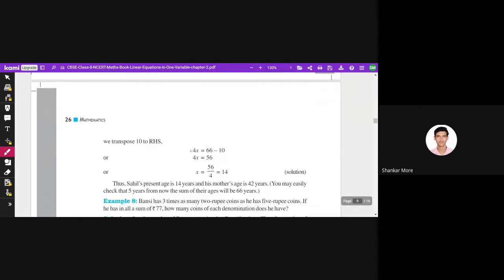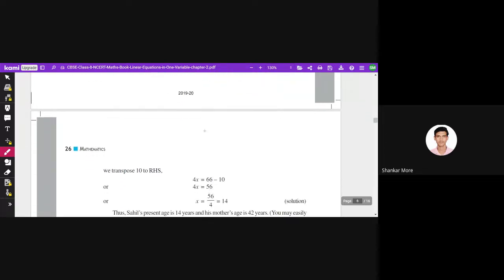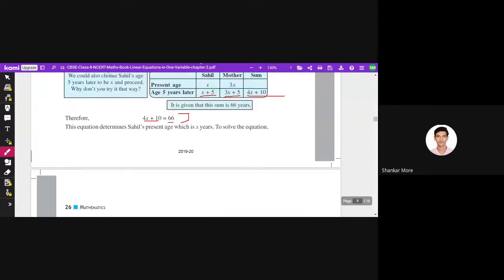See, 4x plus 10 is equal to 66. Transpose this 10 to the other side. So 4x is equal to what? 56. So 14 ones are 14, 14 twos are 28, 14 threes are 42, and 14 fours are 56. So x is equal to 14. Now tell me, what is Sahil's mother's present age? What will be Sahil's mother's present age, students?